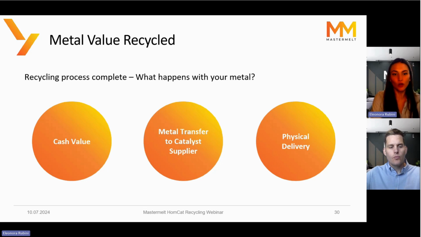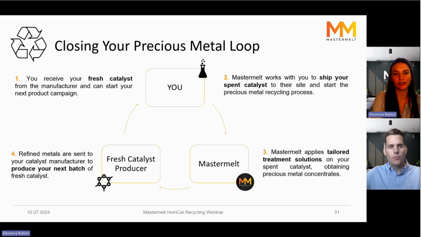To understand how the loop works, there's a little graph here. So let's say you start with your fresh catalyst, you start your campaign and obtain a spent catalyst that needs to be unloaded.